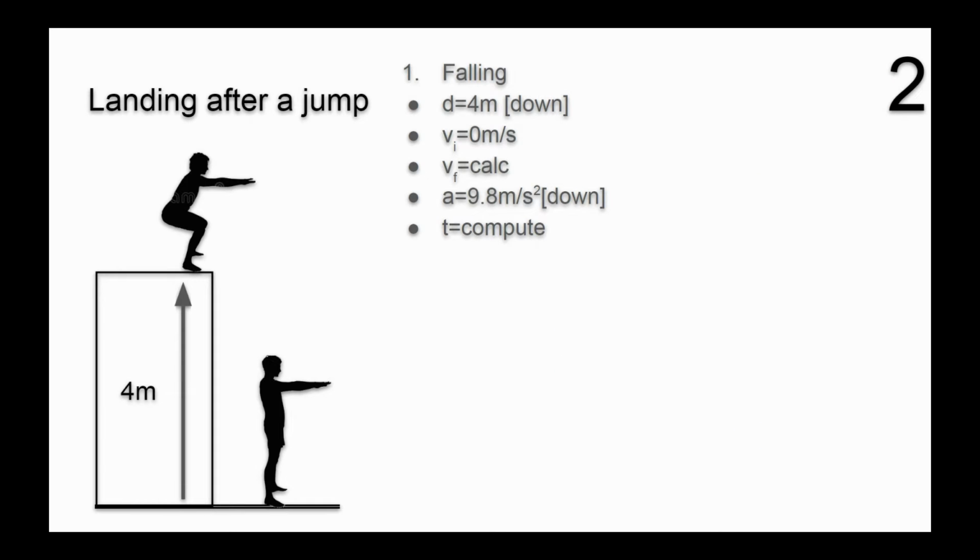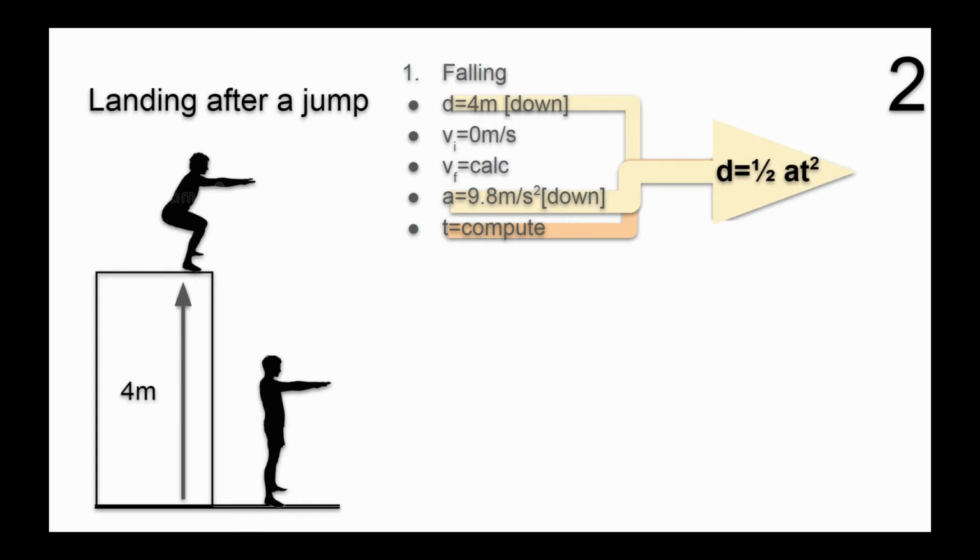We look at the falling portion. He starts by being 4 meters up. Now he's going down, so he's actually falling down 4 meters. We're looking at what happened, not where he is. He starts from rest. We don't know the final speed. We know acceleration, and we have to compute time.